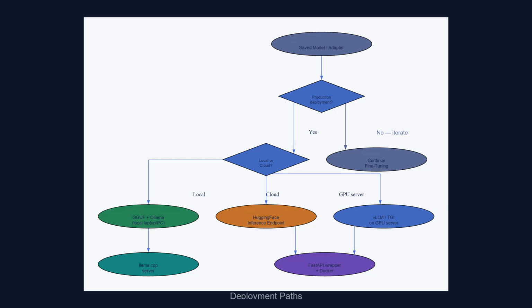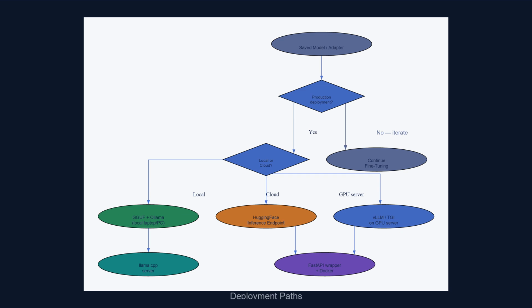This decision tree maps out the paths from a saved model to a running deployment. The first branch is local versus cloud. For local deployment, the GGUF format paired with Ollama is the most accessible option. It runs on a laptop or desktop without a Python environment, and Ollama provides a clean REST API on top.